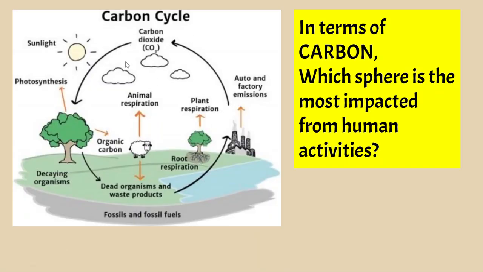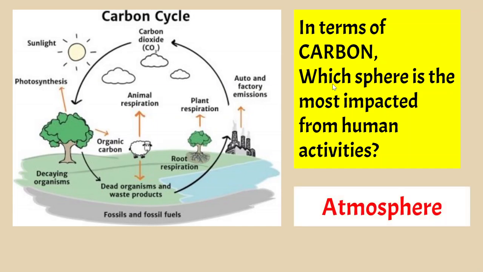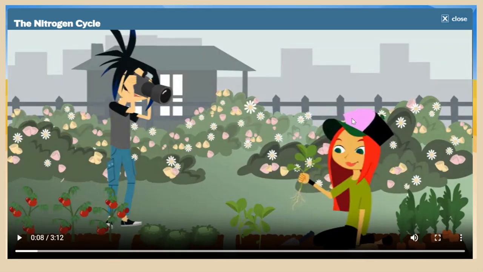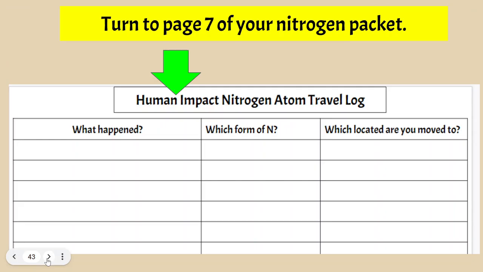So just a moment ago, I said, how did humans impact the carbon cycle? We burned all those fossil fuels, and we have released excess carbon dioxide into the atmosphere. So the sphere that was the most affected by our changes in carbon would be the atmosphere. All right, I have a video here that I will come back and play in just a moment. I'd like to work through the nitrogen cycle first, and then we'll come back to that video.